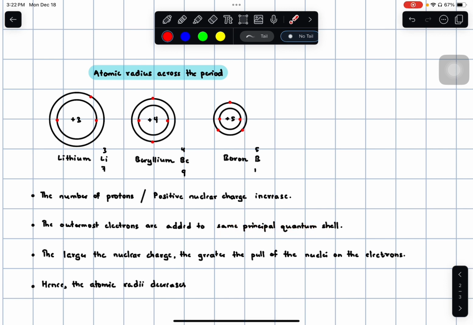Now, although the electrons are still being added to the same shell, the positive nuclear charges increase, which means that we have a larger nuclear charge, and it's going to have a very large pull on the electrons here. And that is also why the atomic radii will decrease as you go across the period.